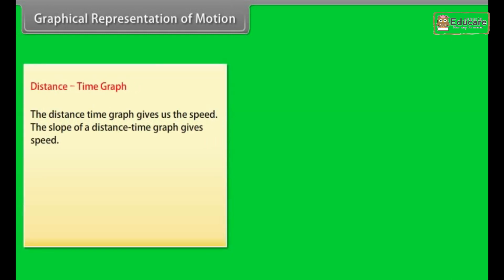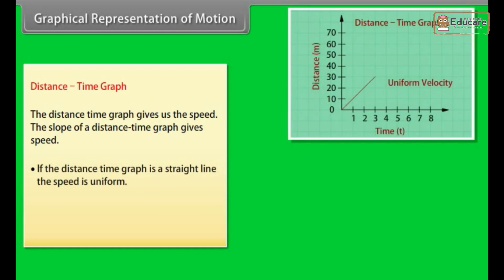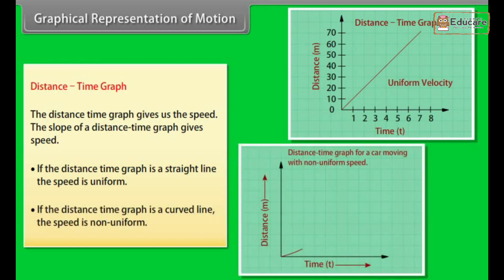Graphical representation of motion. Distance time graph. The distance time graph gives us the speed. The slope of a distance time graph gives speed. If the distance time graph is a straight line, the speed is uniform. If the distance time graph is a curved line, the speed is non-uniform.